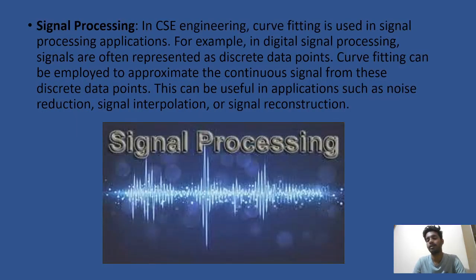Signal processing, like whatever I told earlier, curve fitting is used in signal processing applications. For example, in digital signal processing, signals are often represented as discrete data points. Curve fitting can be employed to approximate the continuous signal from these discrete data points. This can be useful in applications such as noise reduction, signal interpolation, or signal reconstruction.